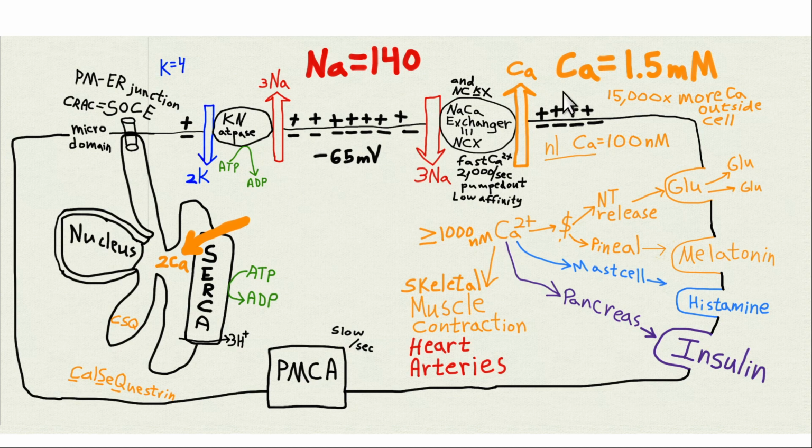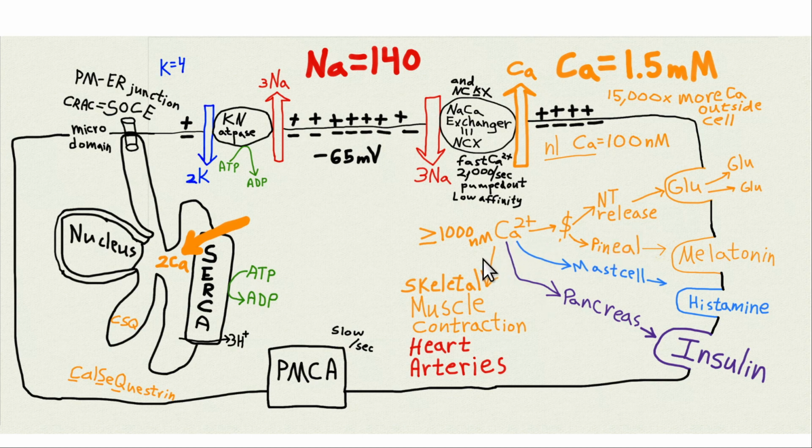Okay, calcium normally is much higher, 15,000 times higher outside the cell than it is inside the cell. So its concentration outside the cell is 1.5 millimolar. Its concentration inside the cell under normal resting conditions is about 100 nanomolar. Once this goes up tenfold, so you're dealing with, let's say, 1,000 nanomolar concentration of calcium, which is about the same as 1 micromolar, then all these things will happen.